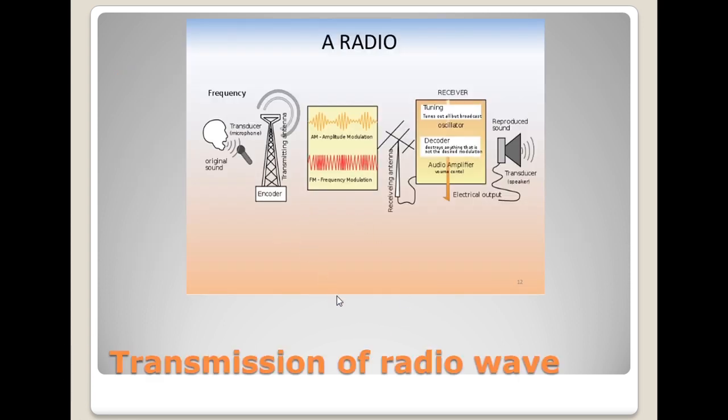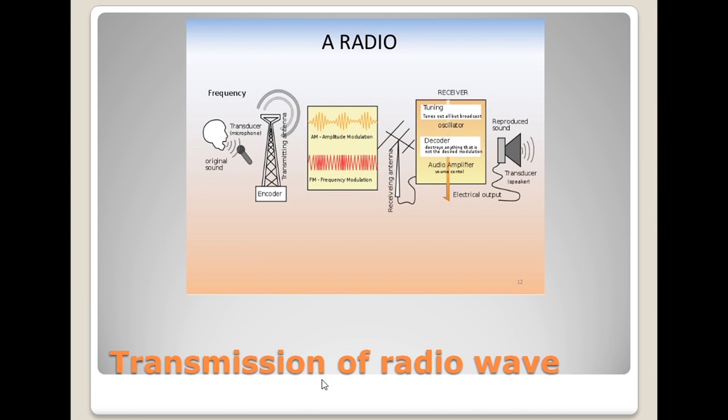This is the transmission of radio wave. Here is the original sound, here is the transducer or microphone, encoder, transmitting antenna, and here is the amplitude modulation and here is the frequency modulation. This is the antenna that is always attached to the receiving machine, and here is the tuning. The tuner oscillates but broadcast, decoder, audio amplifier, then electrical signal output that is reproduced sound and transducer speaker.